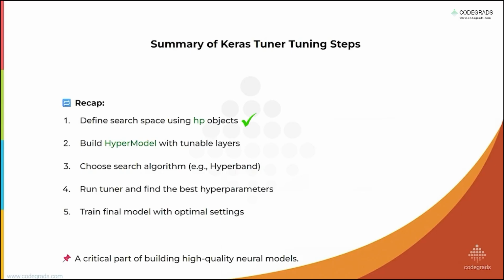We will see further while doing the implementation part. Build a hypermodel with a tunable layer. Use a first algorithm, for example Hyperband, run the tuner, and find the best hyperparameters. You'll also see this part in the implementation, and train the final model with optimal settings.